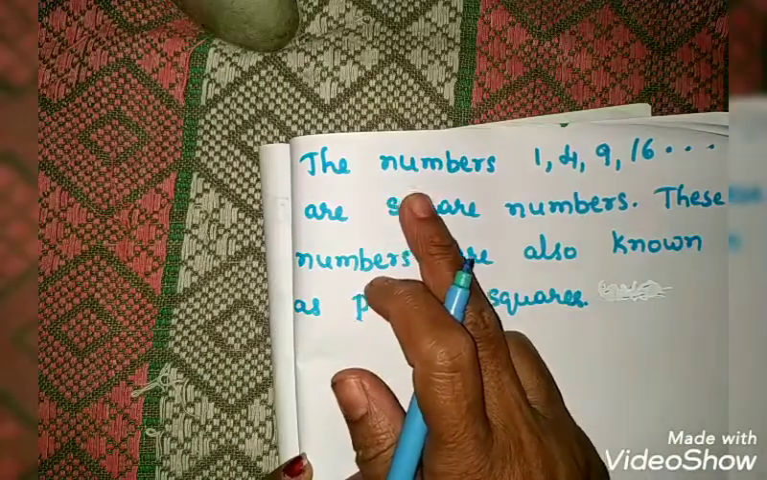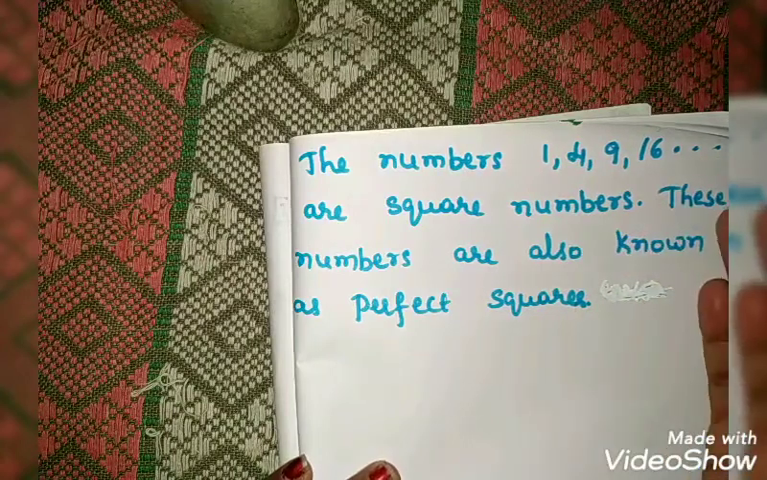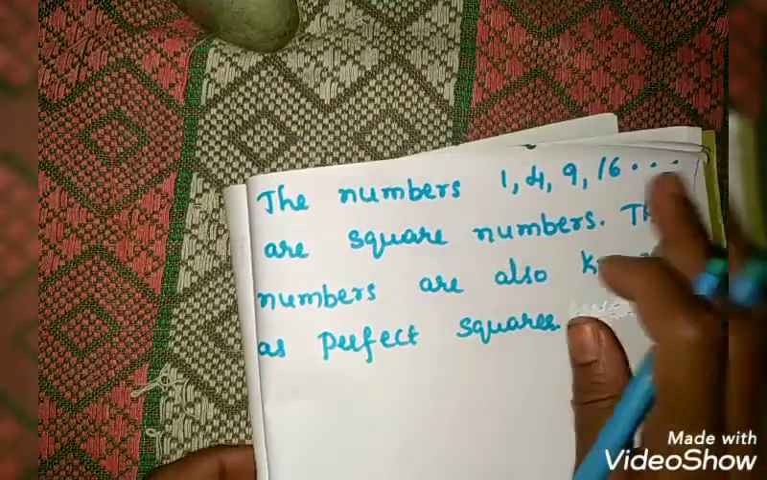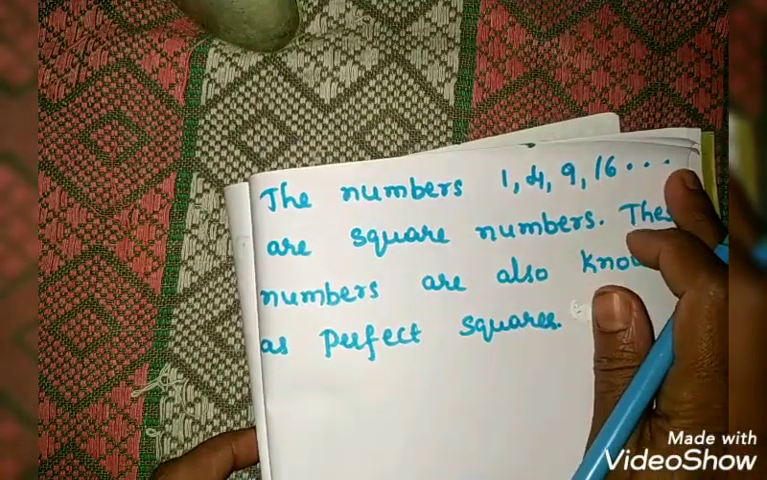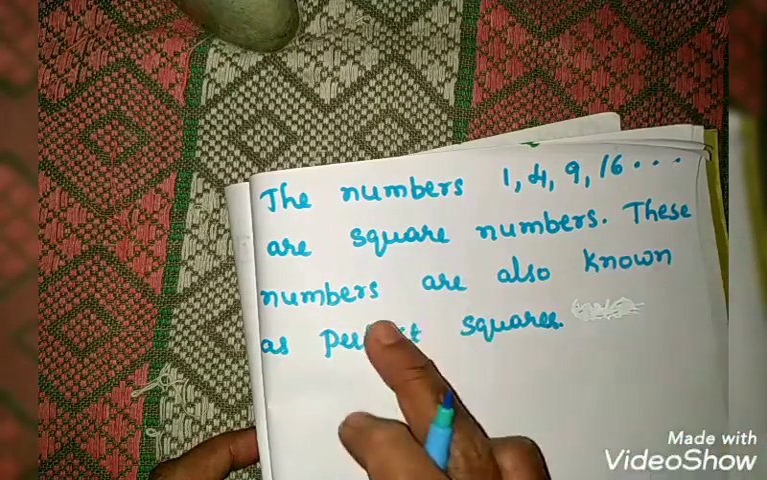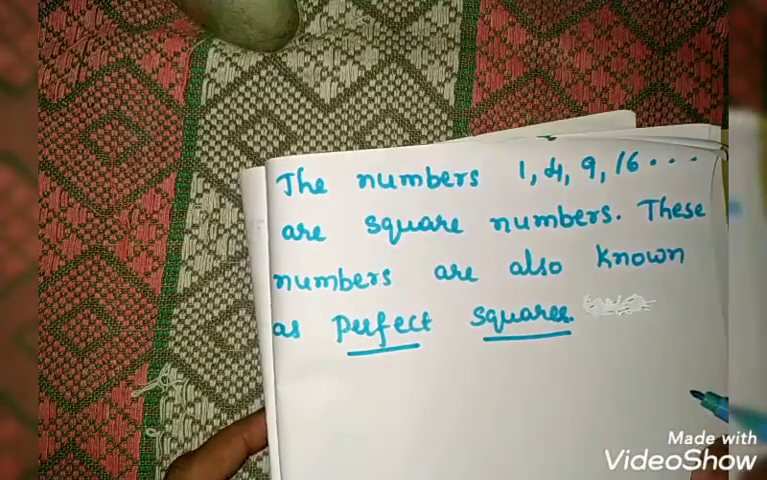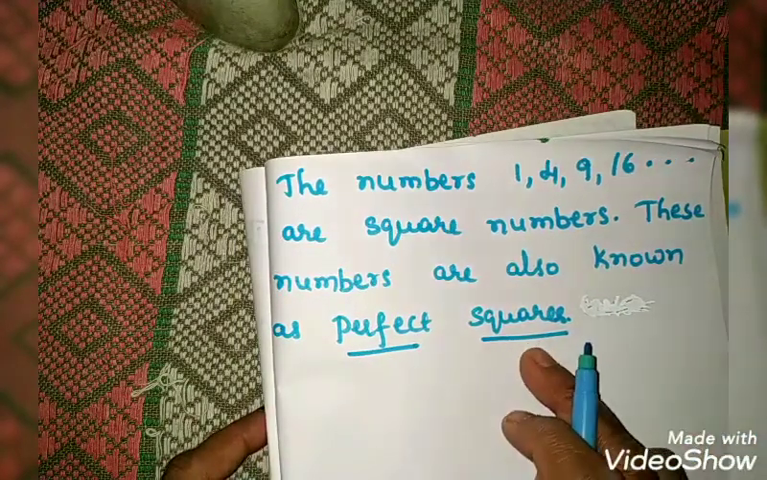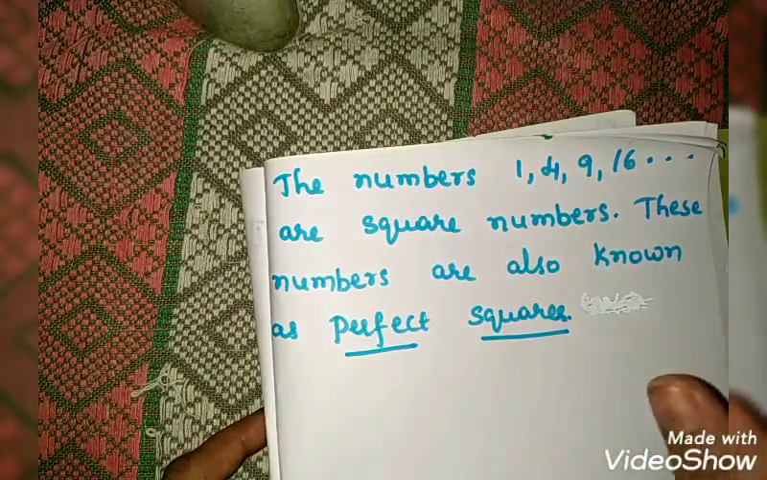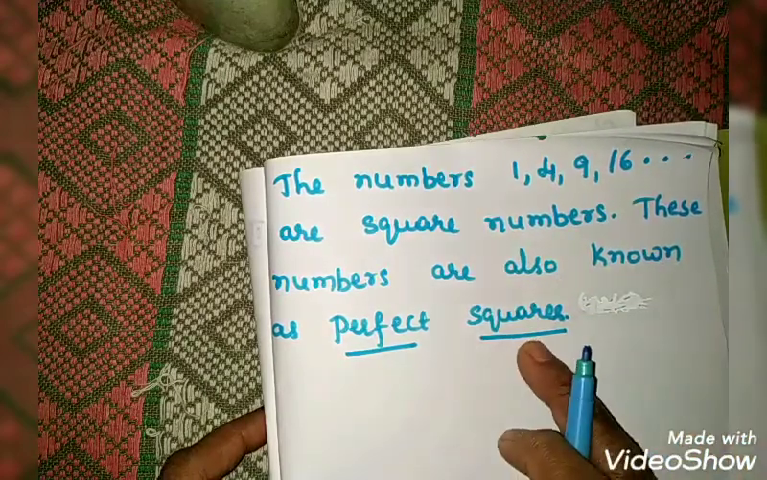Children, these numbers are there, no? The numbers 1, 4, 9, 16, 25, 36, 49. We can continue like that. So it is shown in the dots. These numbers are square numbers. We studied, isn't it? These numbers are also known as perfect squares, or perfect square numbers, because we can get them by multiplying same two numbers.